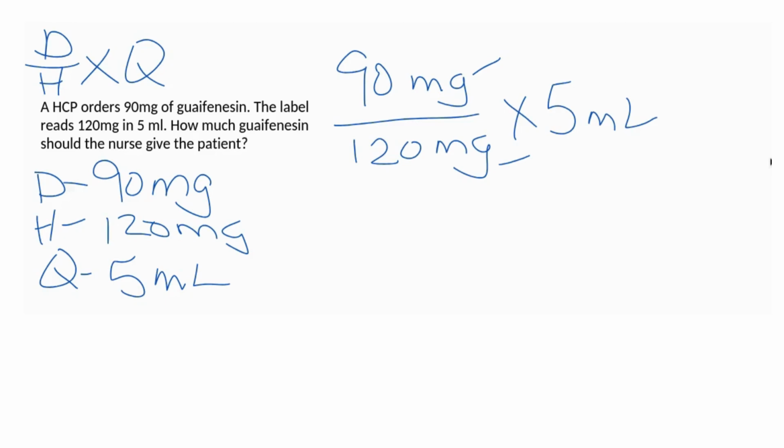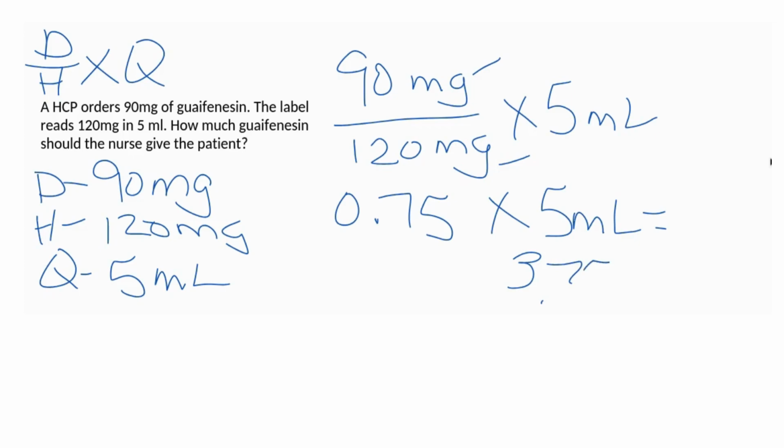So we can simply divide our 90 divided by 120. And when we divide 90 by 120, we get 0.75. So we still have our 5 milliliters. So 0.75 times 5 equals 3.75 milliliters. So 3.75 milliliters is how much we would give the patient.